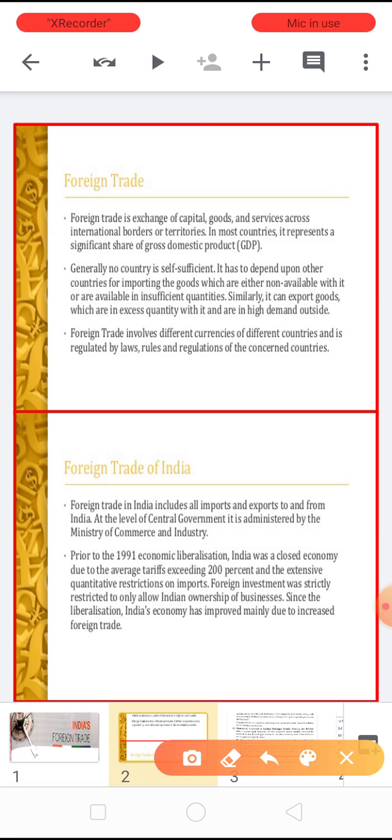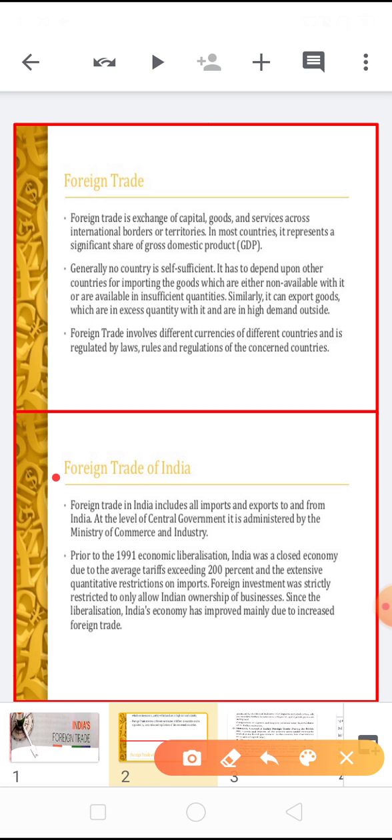Children, foreign trade is exchange of capital, goods and services across international borders or territories. In most countries it represents a significant share of gross domestic product, that is GDP. Generally, no country is self sufficient, as we all know. It has to depend upon some other countries for importing the goods which are either not available with it or are available in insufficient quantities. Similarly, it can export goods which are in excess quantity with it and are in high demand outside. So foreign trade involves different currencies of different countries and is regulated by the laws, rules and regulations of the concerned countries.